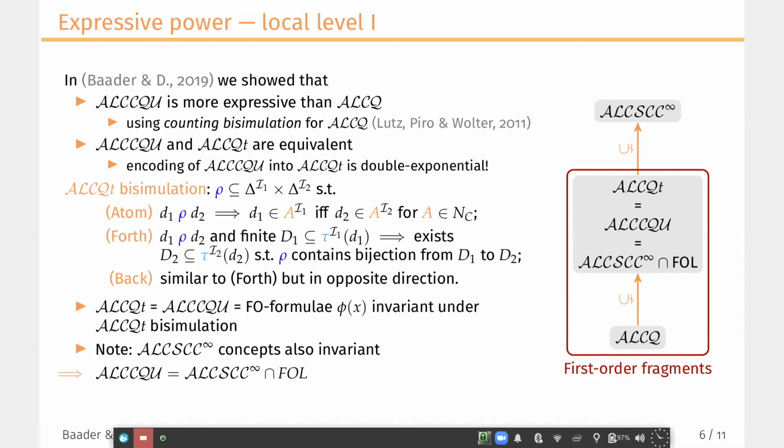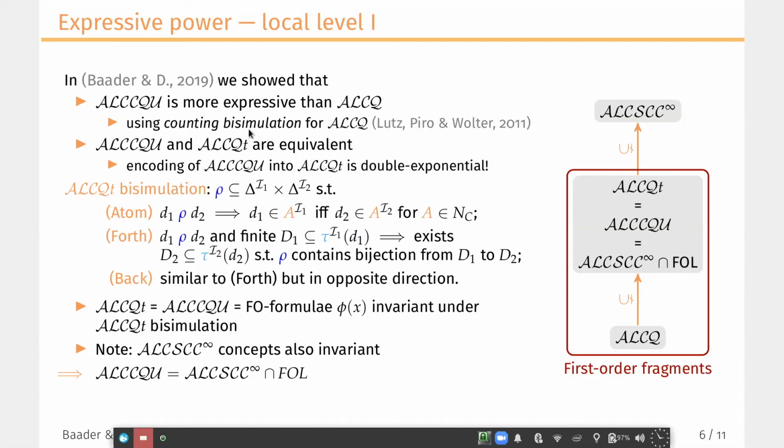What turns out is that we can give a proper semantic characterization of ALC-CQU as the first order fragment of ALC-SEC infinity. On the right-hand side, you can see in a visualized and graphical way this expressivity lattice, if you will, where ALCQ stands on the bottom, then we jump a bit with ALCQT and ALCCQ, and then we jump to the top with ALC-SEC infinity.